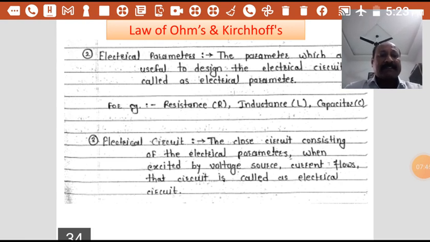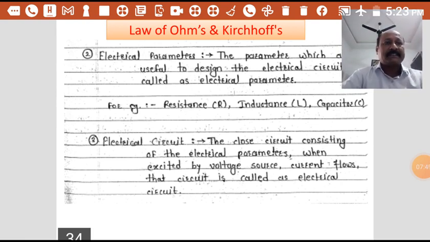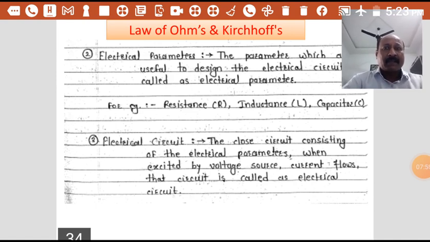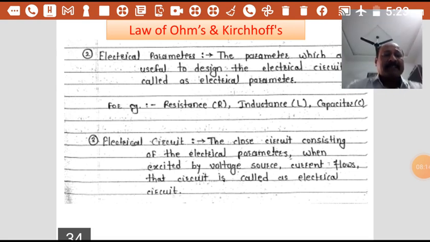So what is the electric circuit? An electric circuit doesn't mean only the interconnections of the electrical parameters. What is the requirement? Interconnections of the electrical parameters, as well as we require the voltage source. At the same time some current must flow in that circuit. That circuit is called an electric circuit. Otherwise, what happens? That circuit may differ. Sometimes it is an open circuit, if the current does not flow.